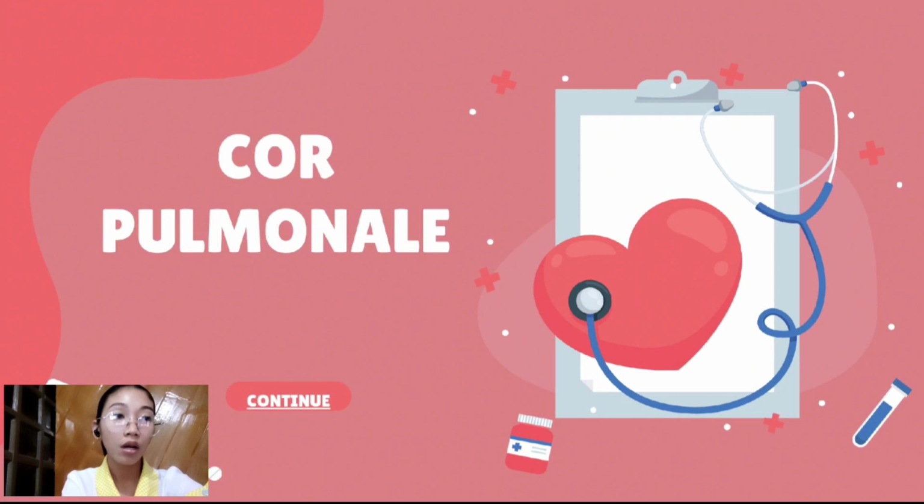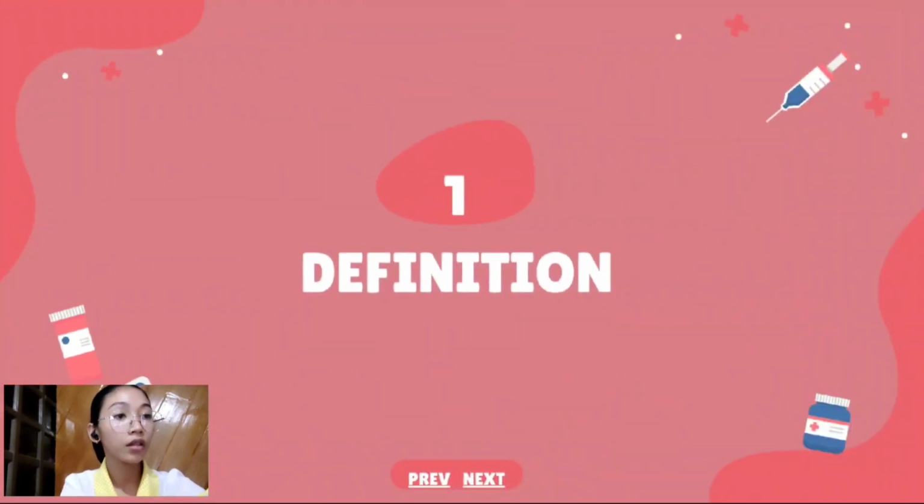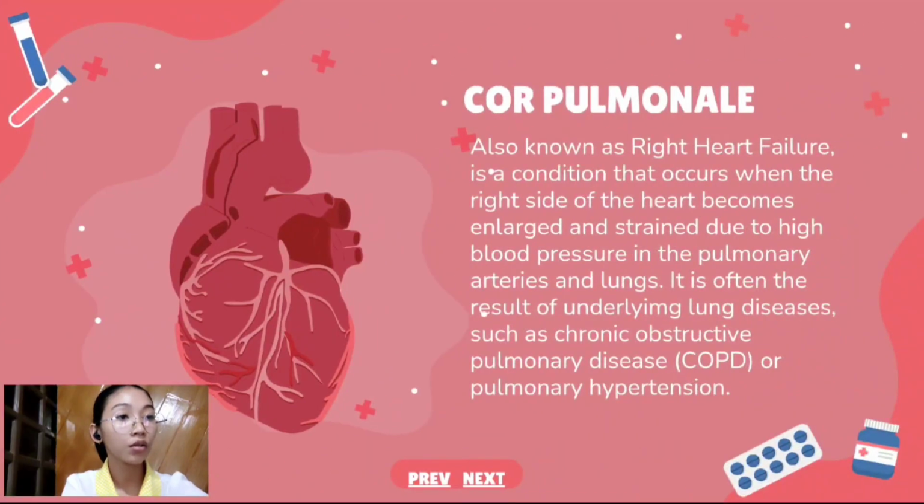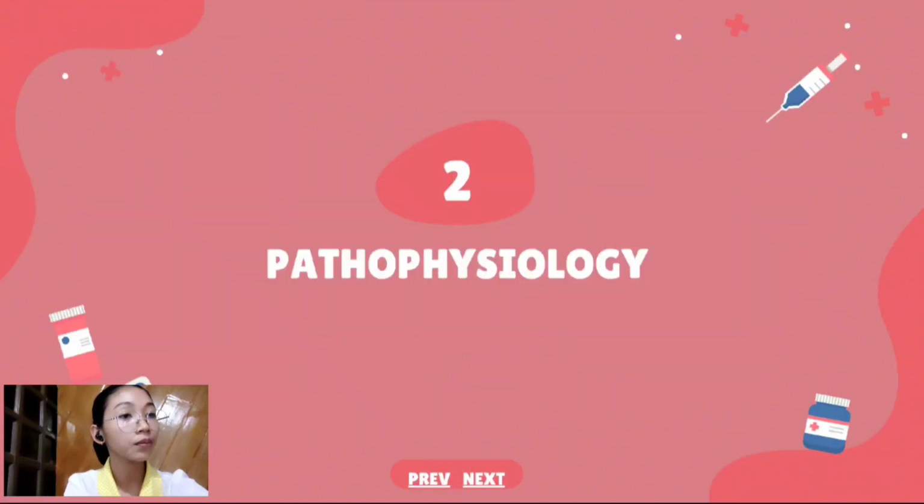So now I will be talking about cor pulmonale. So we have here the definition. Cor pulmonale, also known as right heart failure, is a condition that occurs when the right side of the heart becomes enlarged and strained due to high blood pressure in the pulmonary arteries and lungs. It is often a result of underlying lung diseases such as chronic obstructive pulmonary disease or COPD or pulmonary hypertension.